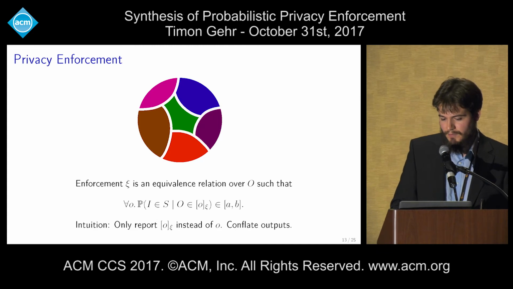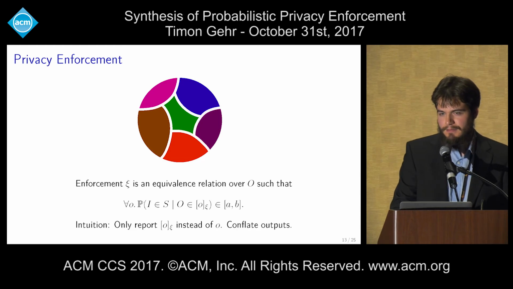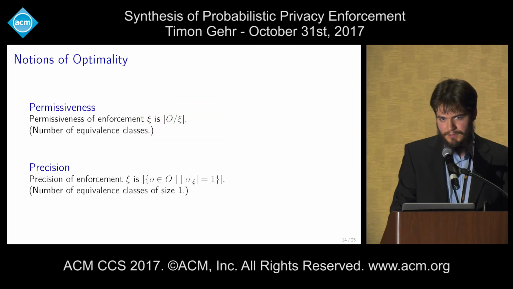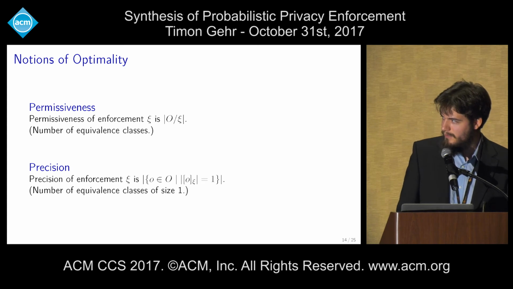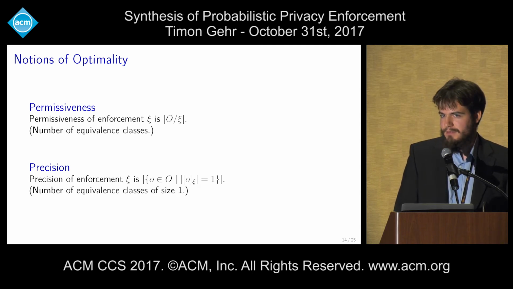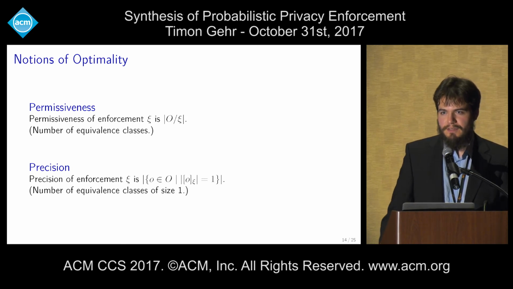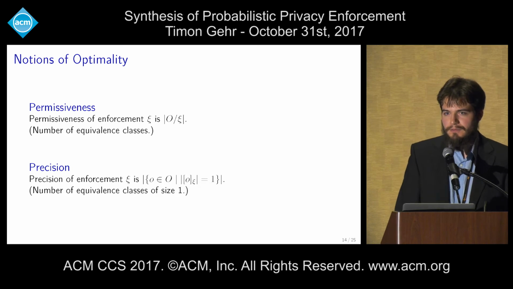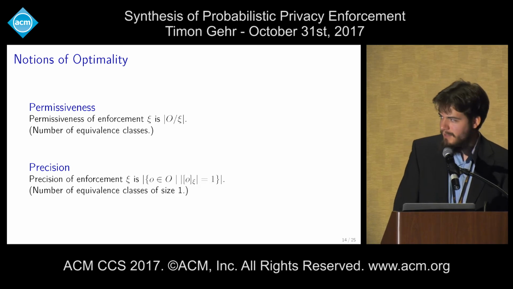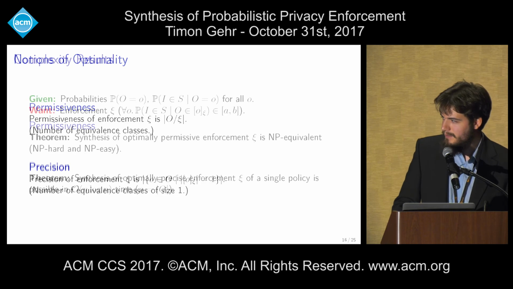And what we want to do is satisfy the privacy policy, while at the same time extracting as much information from the database as possible. And the notions of optimality we have considered are permissiveness and precision. The permissiveness of an enforcement is just the number of different equivalence classes. So this is the number of different distinguishable outputs. And precision is the number of equivalence classes of size 1. So we only count those outputs that are not conflated with anything else. Because in some applications, maybe you don't think an output that conflates multiple possibilities is actually useful.